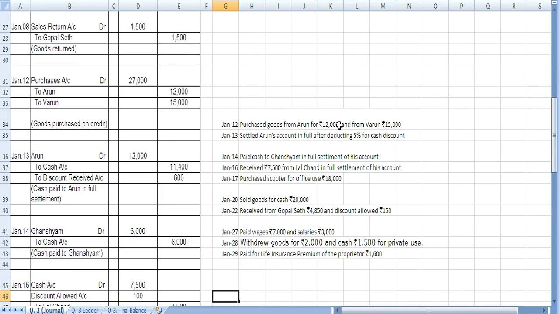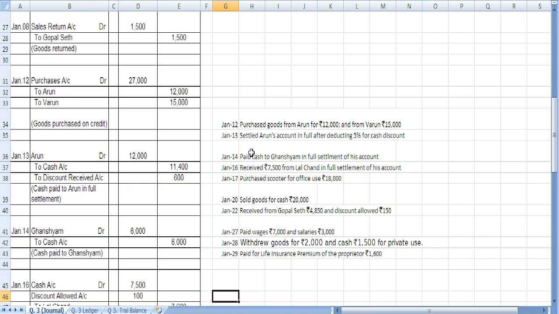We'll make a compound entry here instead of making two separate entries. A compound entry is made when two transactions are taken on the same day and are similar. If we make it for Arun, it will be purchase to Arun, and for Varun, purchase to Varun. So simply we'll make a compound entry by debiting purchase: purchase debit, to Arun 12,000, to Varun 15,000, and we'll add here and put 27,000, goods purchased on credit.